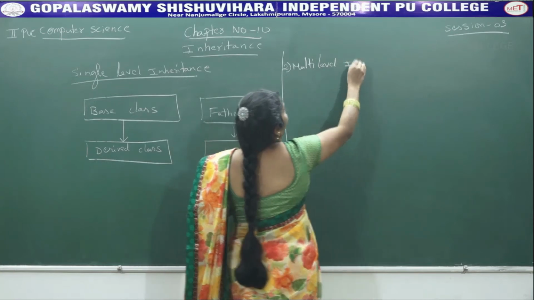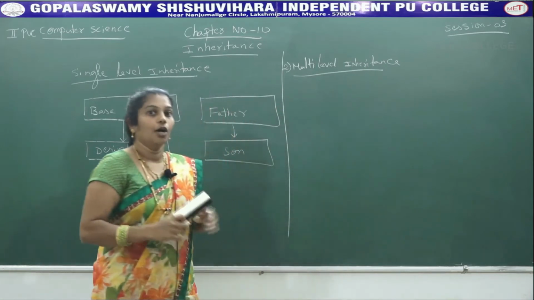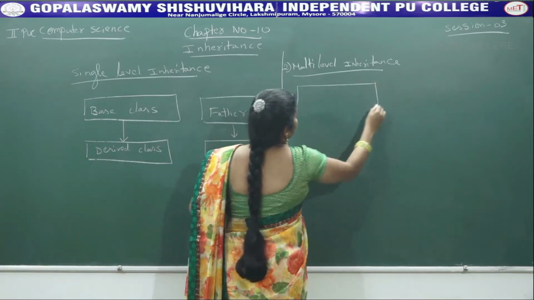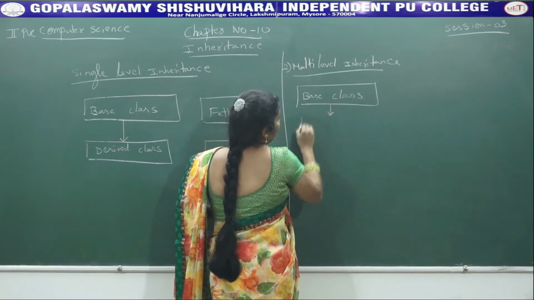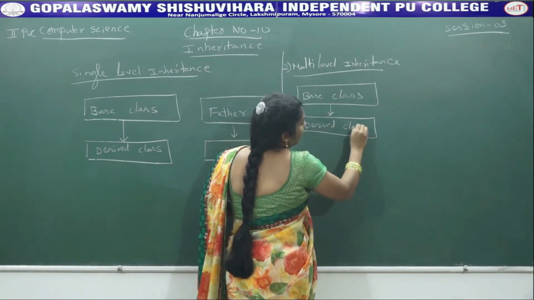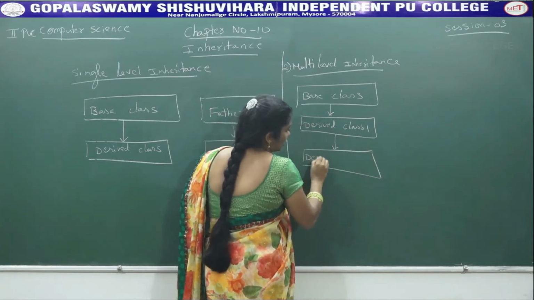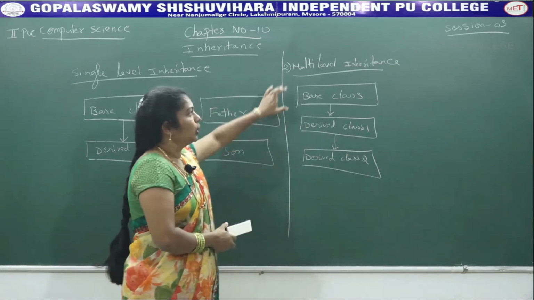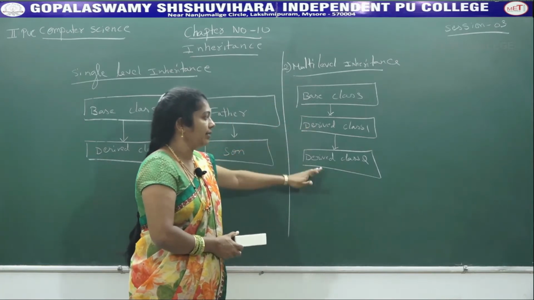And the second one, multi-level inheritance. What do you mean by multi-level? More than one level is there. For example, here I will take a base class. From that, one more derived class, derived class 1. And from this, once again we have one more derived class, derived class 2. Only one base class is there. From that base class, one more derived class, class 1, and then class 2.